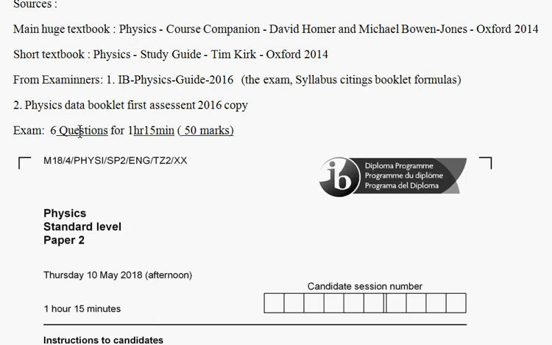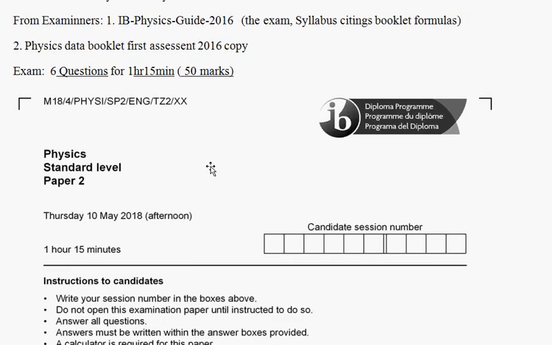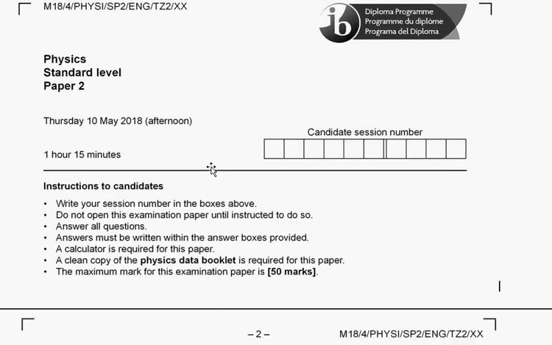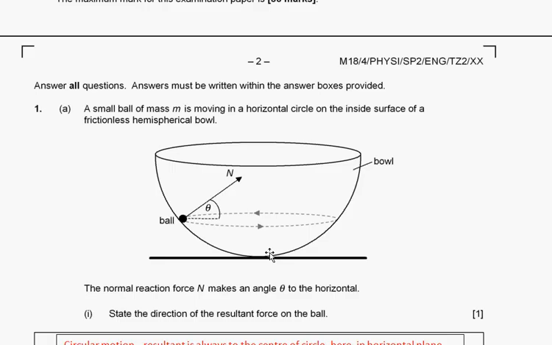So the exam has 6 questions for 1 hour 15 minutes and 50 marks. Here we can see the cover page of the exam. As you can see, a calculator is required. A clean copy of the Physics Data Booklet with formulas is required. Let's start.